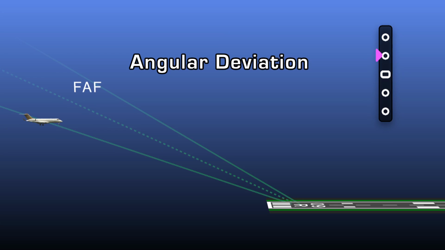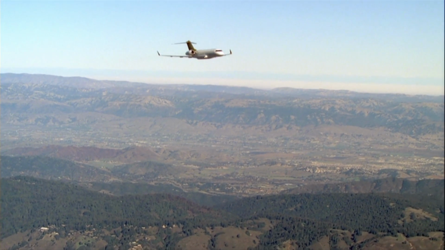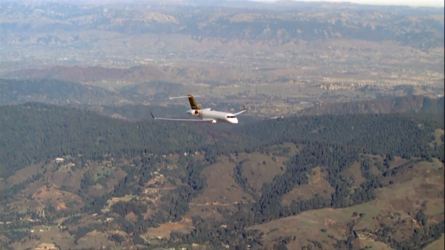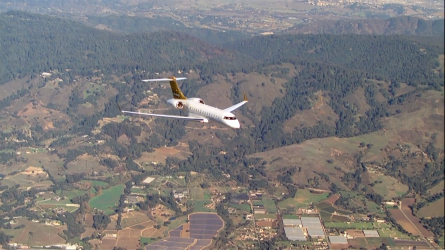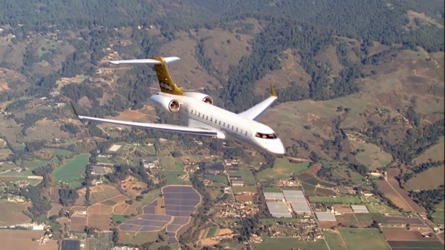To explain further, on an approach using angular deviation, a one-dot deviation can be equal to approximately 180 feet at the final approach fix, but only 18 feet at minimums. For more information on RNAV approaches with LPV minimums, refer to your aircraft pilot manual. This video is a basic demonstration of the VGP mode. Be sure to refer to your aircraft pilot manual for more detailed information.